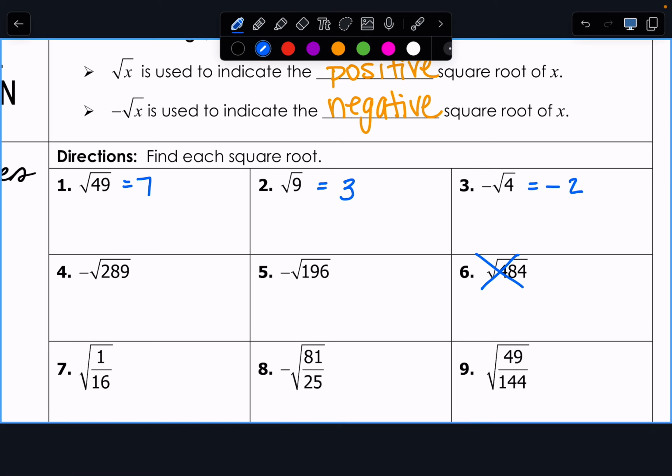Number 4 and number 5. See if you can write down those answers without looking at page 3. Talk to your neighbor about it. That's fine. Page 4, numbers 4 and 5. 289. 17.